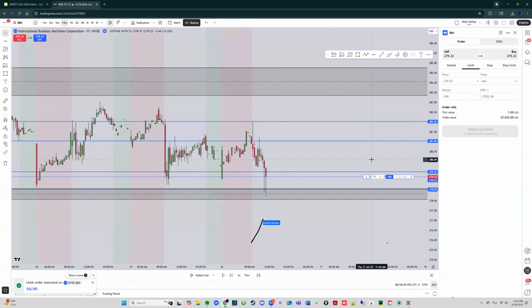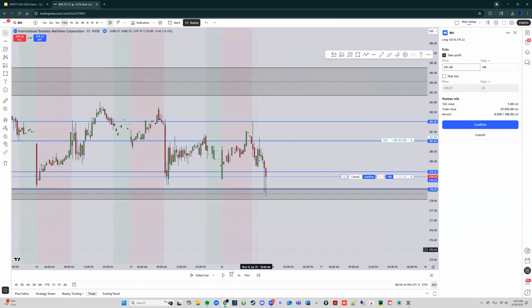Demand zone, it's wicking. Demand zone, and we're wicking. And a support and resistance level as well. Okay, so our target now is going to be back up here, right? Let's see if we get it right.